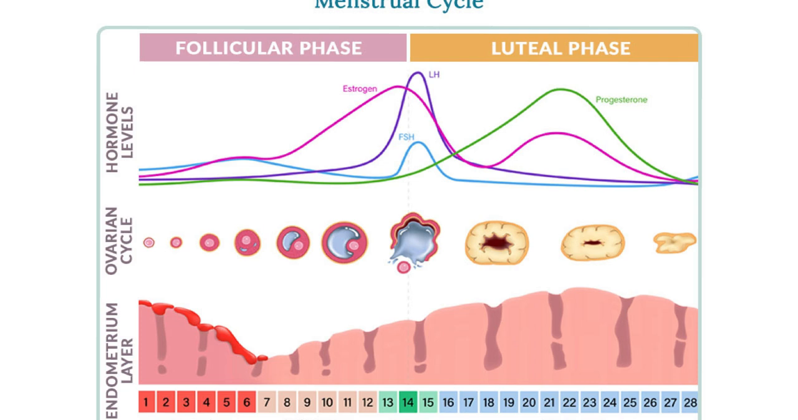The pituitary gland, which is found in the brain, increases production of a hormone called FSH, follicle stimulating hormone. What this does is it stimulates the growth of several follicles, which each contain an egg, to develop in the ovaries. The levels of FSH then decrease and the follicles begin to secrete estrogen.